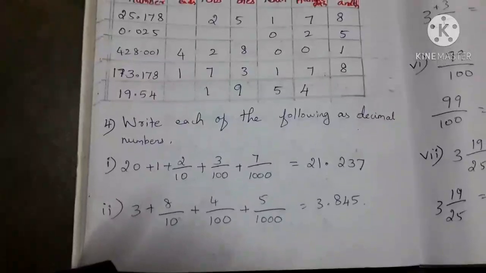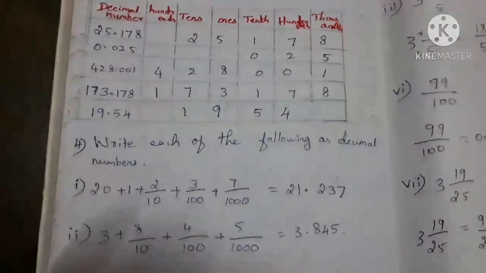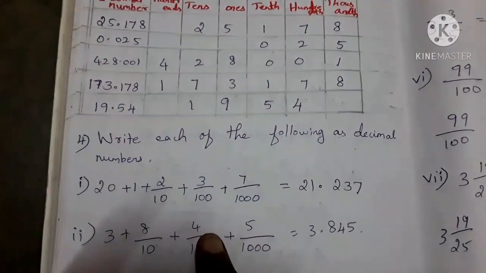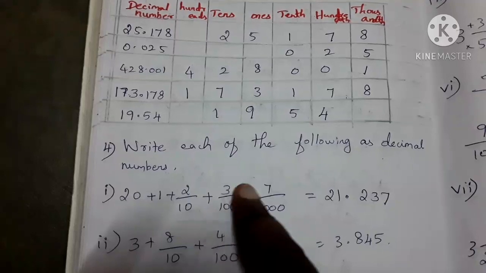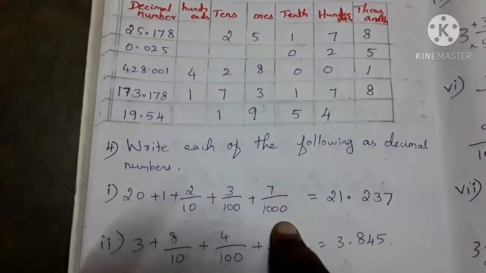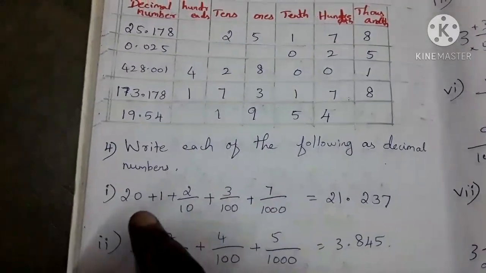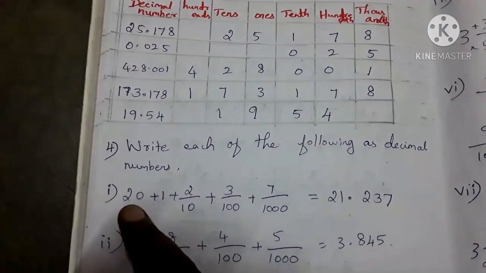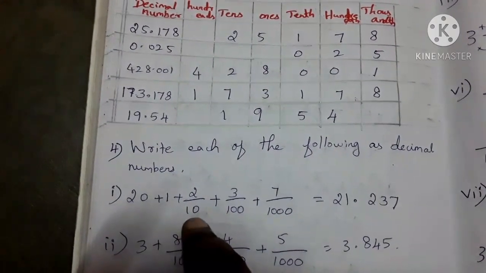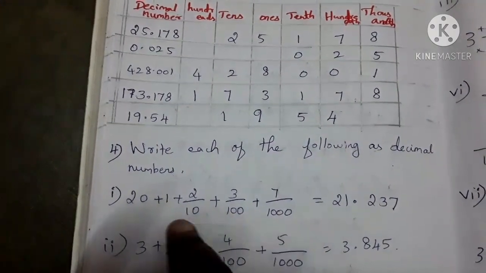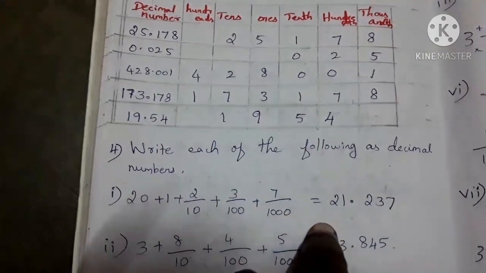Next, write each of the following as decimal numbers. 20 plus 1 plus 2 by 10 plus 3 by 100 plus 7 by 1000. So how do we write it in decimal? We know that this is the ones place. The tens place we multiply by 10. After the decimal point, we write the divisions: we have to divide by 10, 100, 1000.